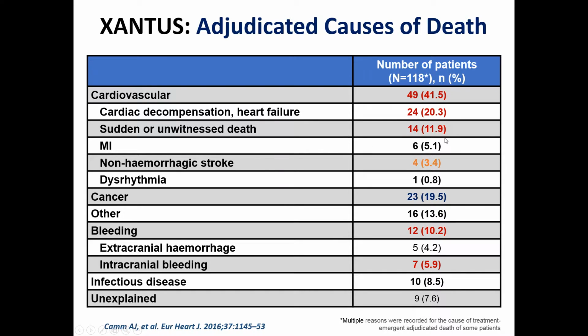You can see that sudden death also contributes about 10% towards the death rate in this population of patients, but non-hemorrhagic stroke is only about 3 to 4% of mortality in this group. Intracranial bleeding, of course, becomes very important in an anticoagulated population, and that's about 6% of the total. And one other comment, cancer deaths in any elderly population will also be an important component, and you can see that they constitute 20% in this registry.